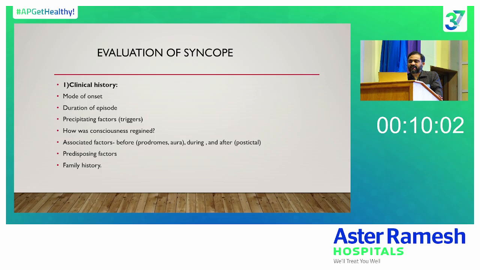So when we see a patient with syncope, if we have to differentiate between cardiac and neurological or other causes of syncope, the most important thing is the clinical history. See the mode of onset, duration, the precipitating factors, how consciousness was regained, and other associated and predisposing factors.